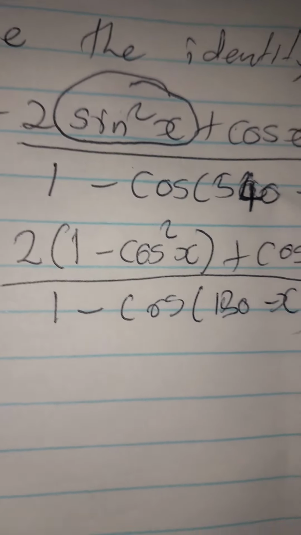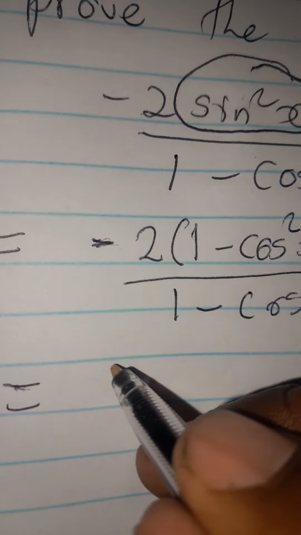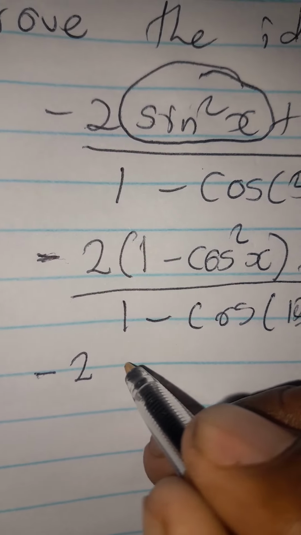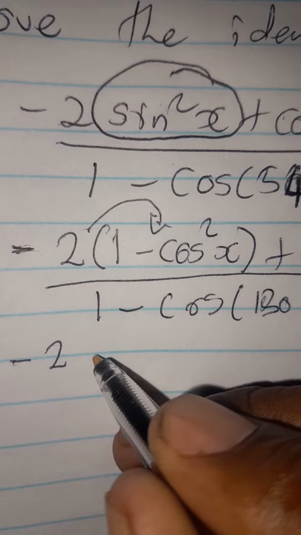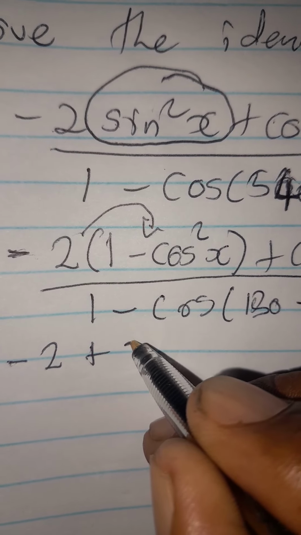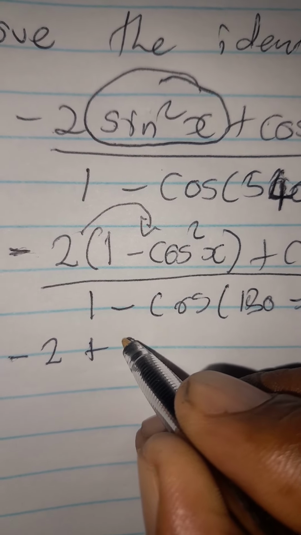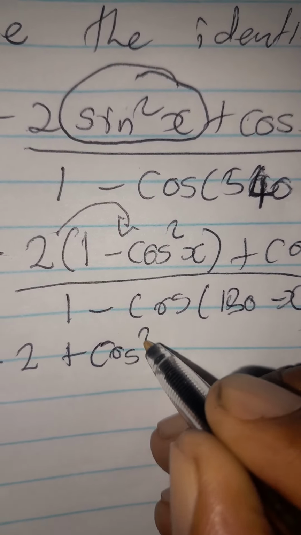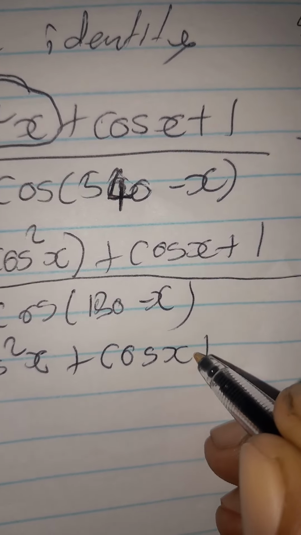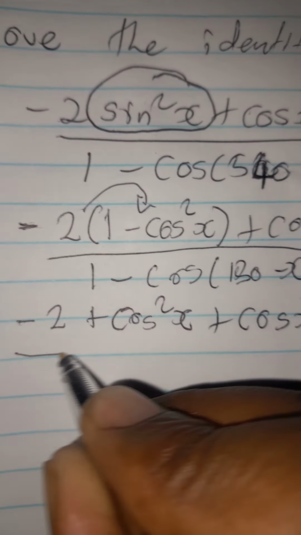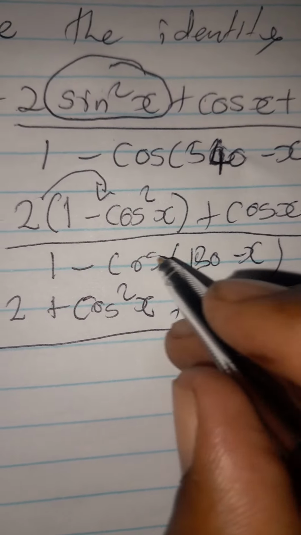All right. So from here, we can work out the numerator. That will be negative 2. Remember, the negative 2 multiplies everything that is inside the bracket. So we are going to have negative times negative cos squared x, which is going to be positive cos squared x. So we have cos x here plus 1, right? Divided by the denominator there.